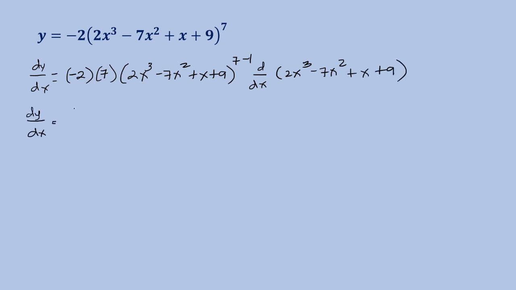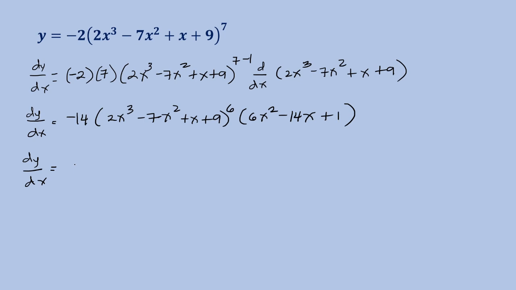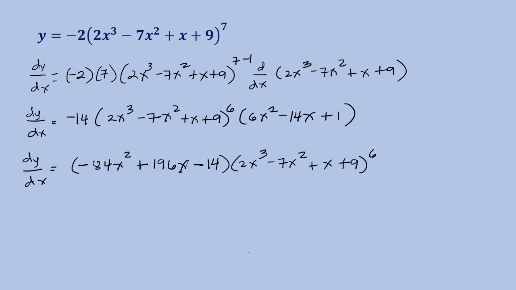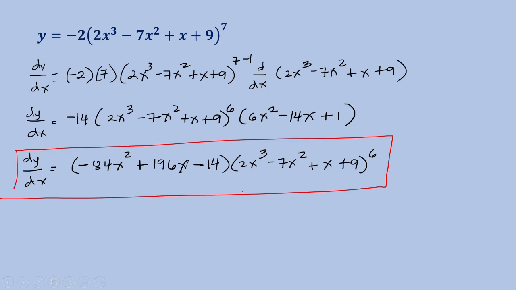To continue, we have negative 14. So this would be raised to 6. And then the derivative of the inside function is 6x squared minus 14x plus 1. So we have negative 84x squared plus 196x minus 14, and let us just copy this factor. So this is now the derivative of the given function.